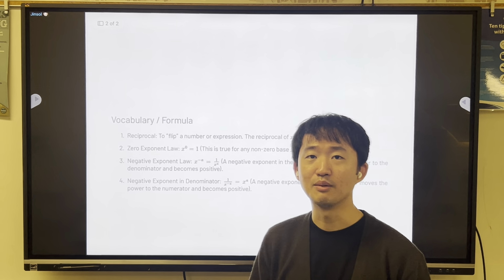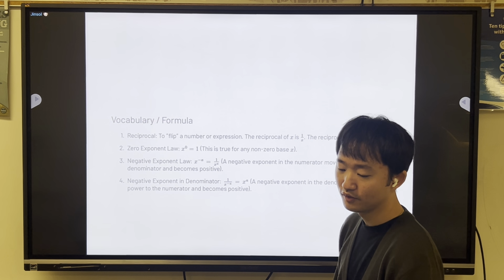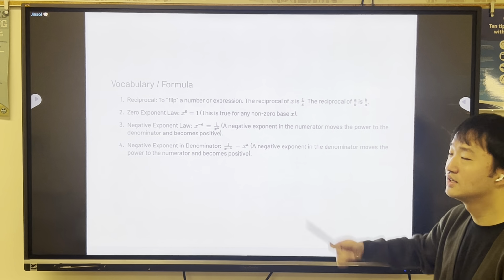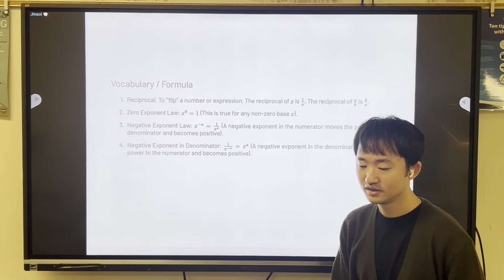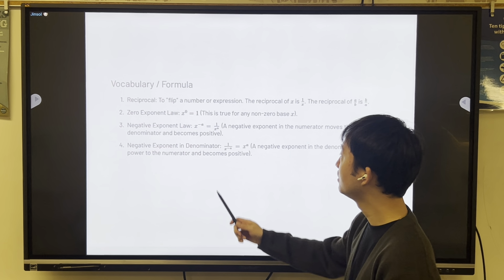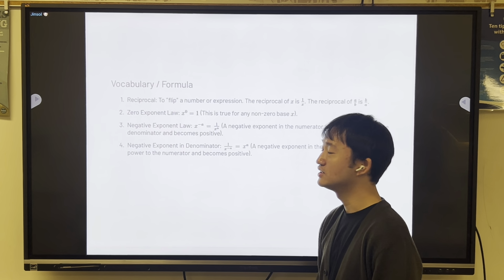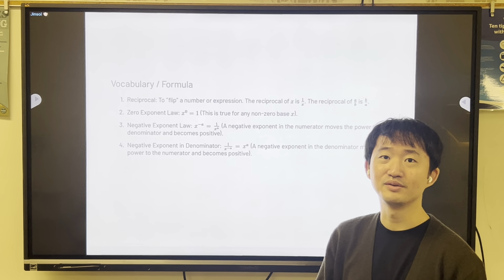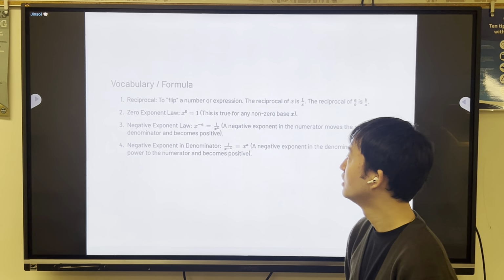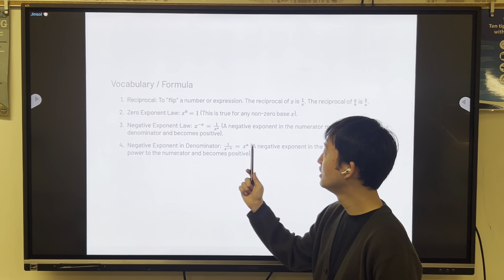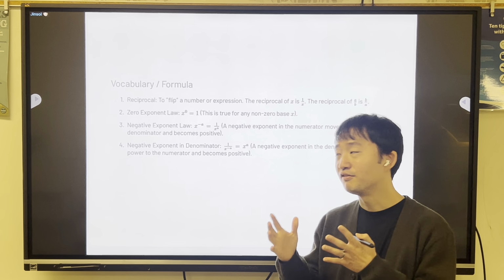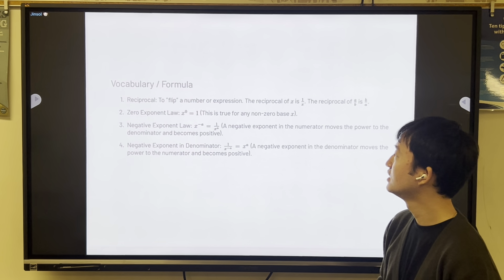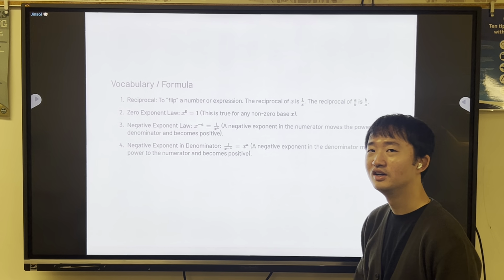So let's quickly review the vocabulary and the formulas that we've learned today. First, reciprocal is a flip of a number. So the reciprocal of x is 1 over x. The reciprocal of a over b is b over a. And the zero exponent law: any number that is not 0 to the power of 0, so h power of 0, x power of 0, 5 power of 0, is all going to be 1. And of course, the negative exponent law tells us that if you have x power of -a, that's equal to 1 over x power of a, and 1 over x power of -a is equal to x power of a.